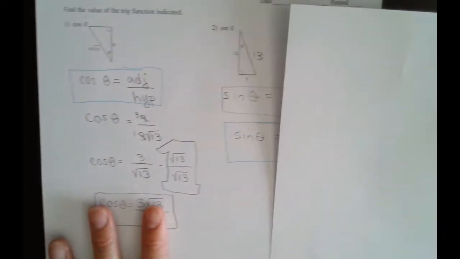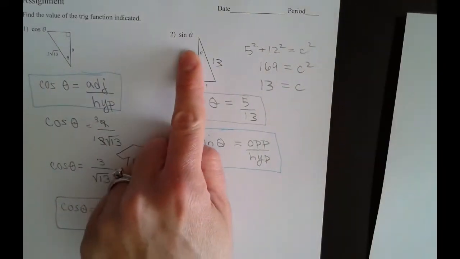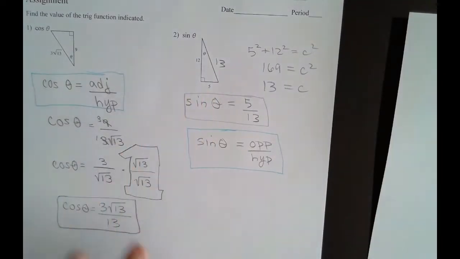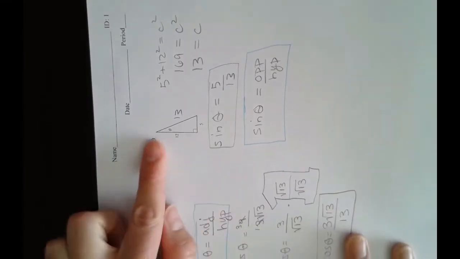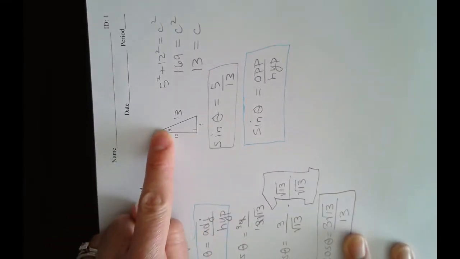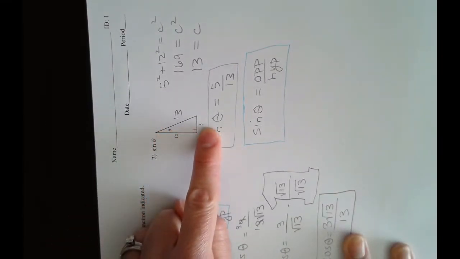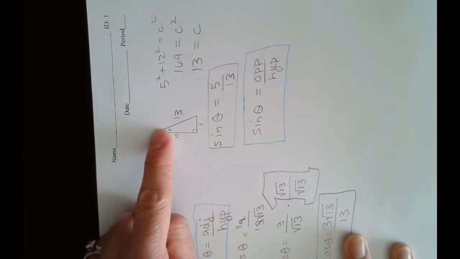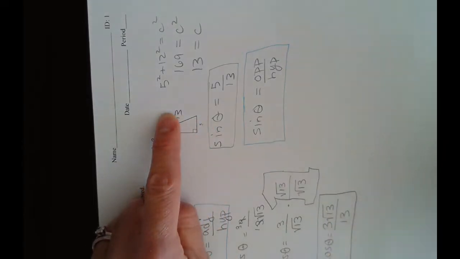Example number 2, a sine function. This time I'm given 2 side lengths, and I'm going to rotate the triangle. Remember, sine is opposite over hypotenuse. So with this angle, I need side opposite, which is 5, and then this side had not been labeled, so I needed to find that number.